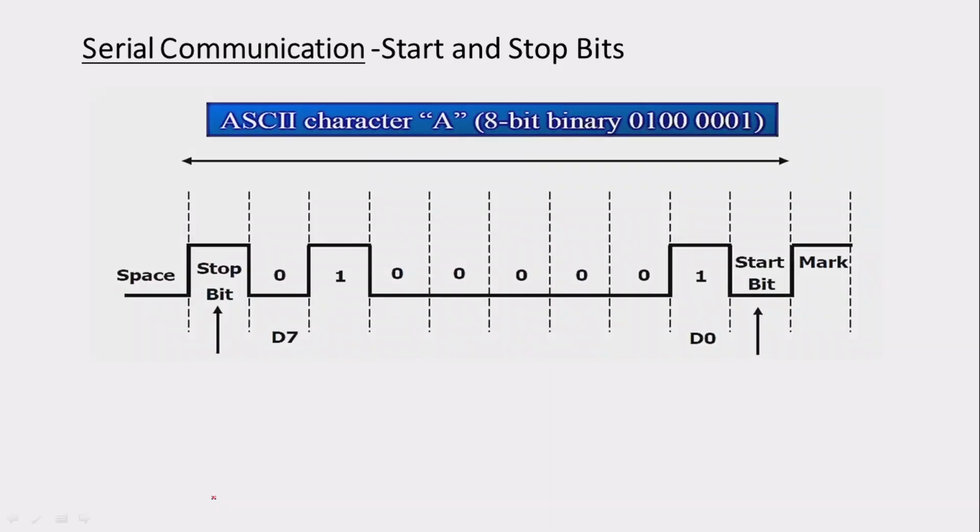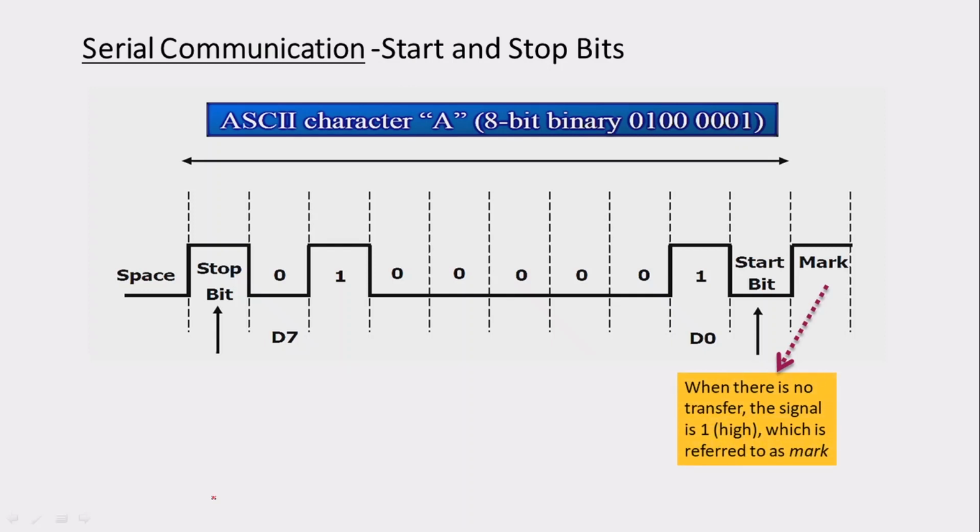Now let us look into an example. It can be understood in a better way over here. Here you can observe that I am going to send an ASCII character A. If you convert that ASCII character A into binary format, then the 8-bit binary value will be 01000001.